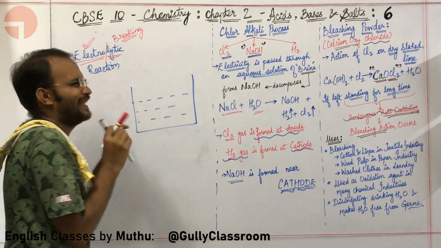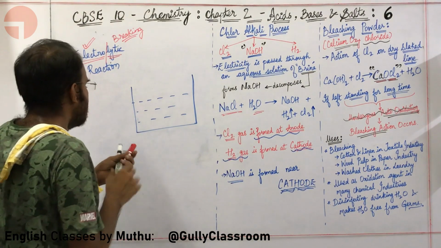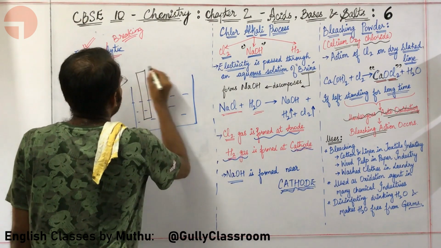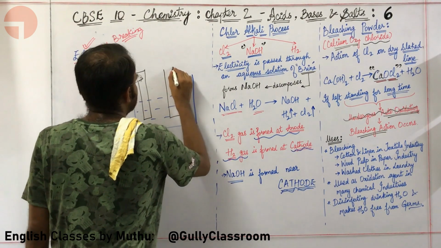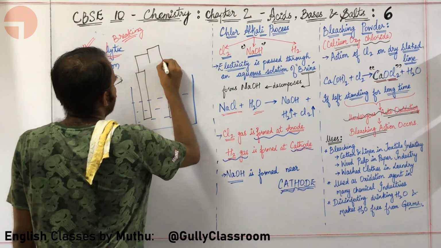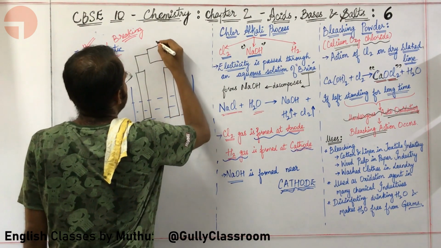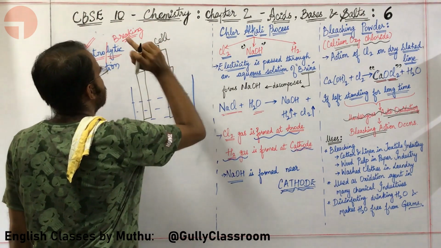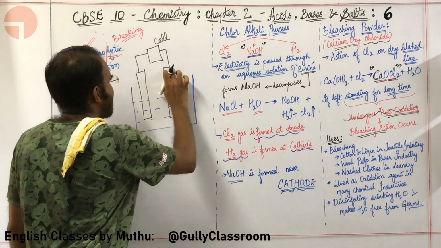Okay, sir. I am getting an idea of what is happening, but still illustrate this better. Let me put two electrodes here. These are called electrodes. Once I have put the electrodes, I am going to connect them to a cell or power supply. Now, what is happening?